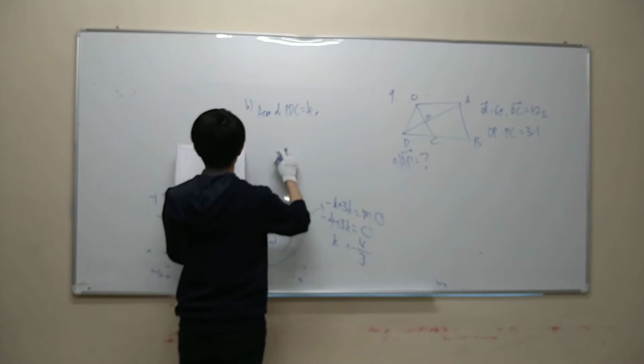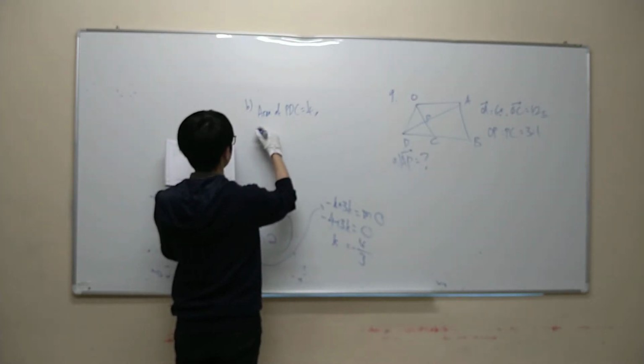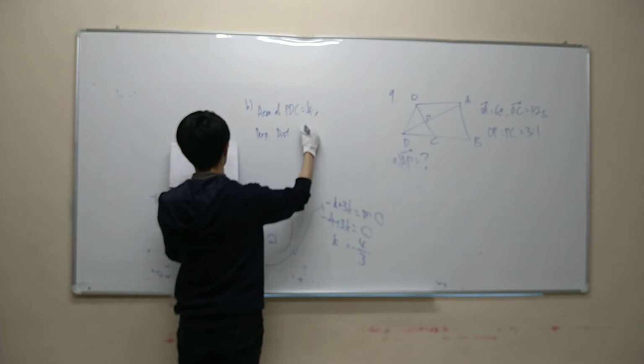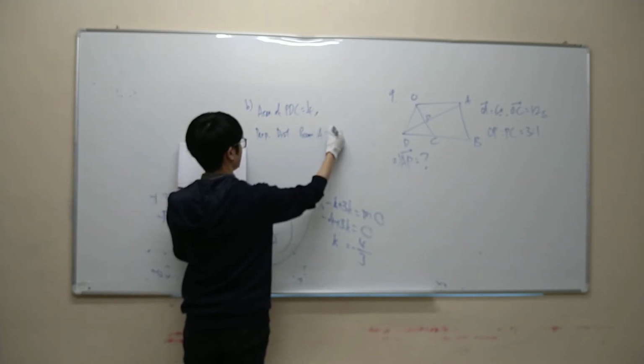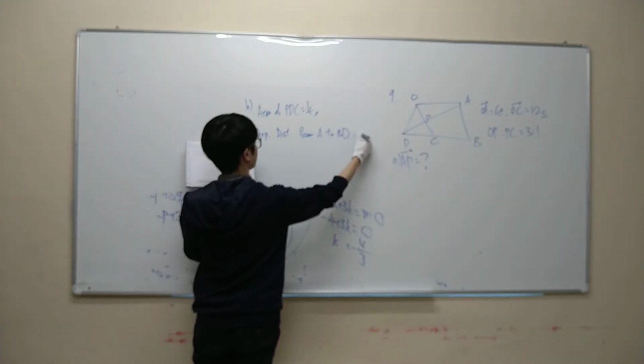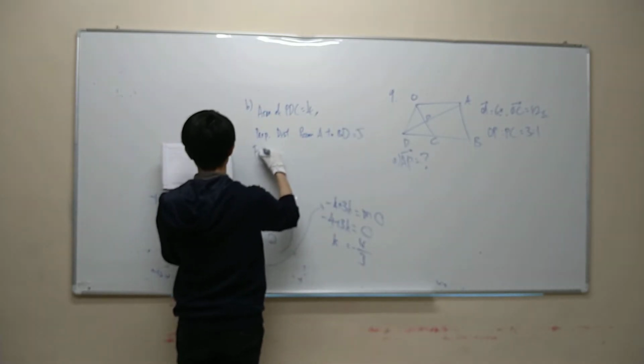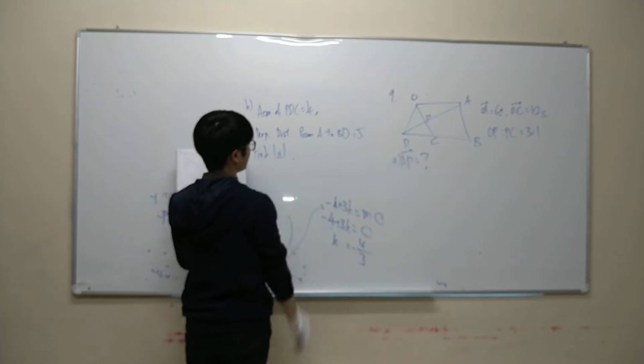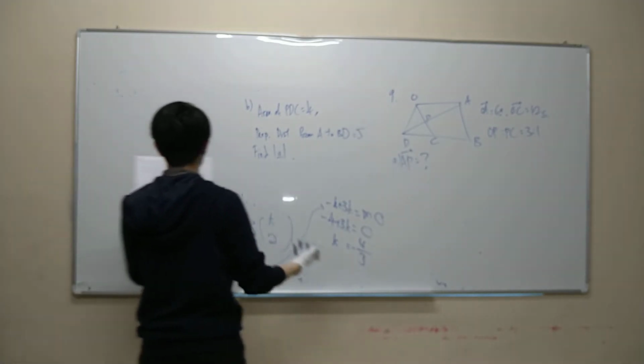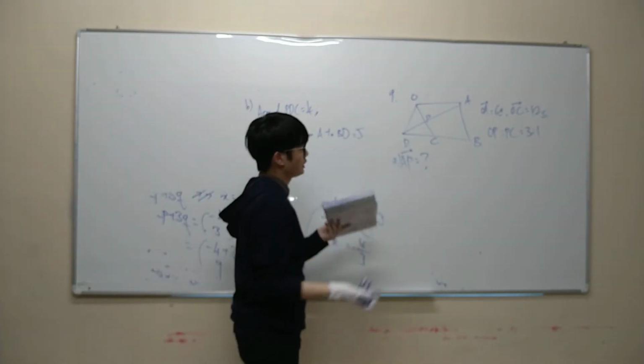So the perpendicular distance from A to BD equals 5. And then find the magnitude of a, not find a. Alright, done already. So you still need to read the question also.